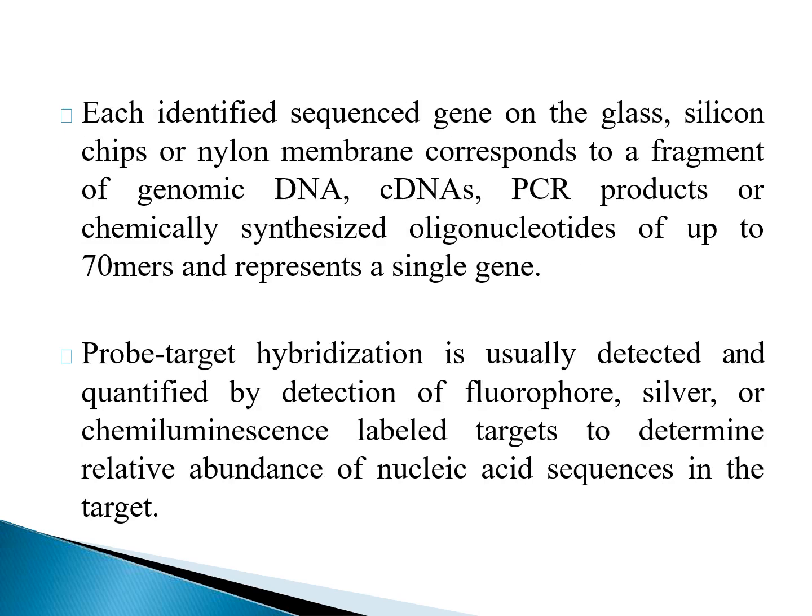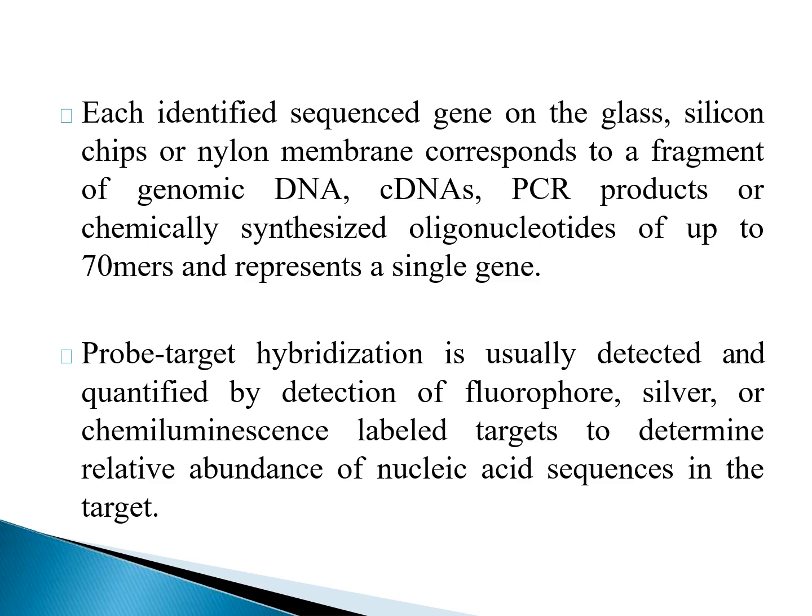So each single-stranded probe DNA molecule that is coated on the glass or a silicon chip or a nylon membrane corresponds to a fragment of genomic DNA, cDNA, PCR products, or chemically synthesized oligonucleotide, and it represents a single gene. So from the genomic DNA, the known gene sequences are used for the synthesis of cDNA, or they may be amplified with the help of PCR, or they are chemically synthesized. So these single-stranded probe DNA molecules representing all the genes present in the genome are coated on the glass slide or a silicon chip.